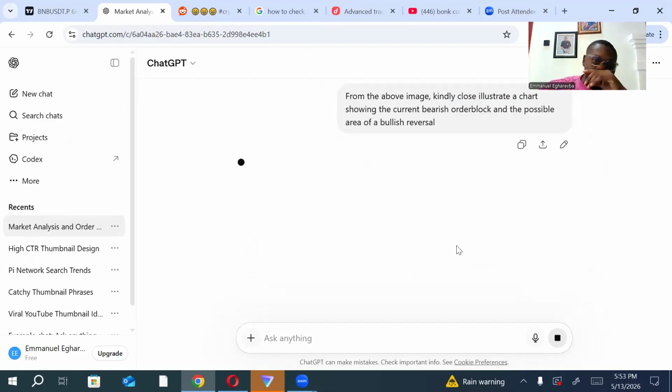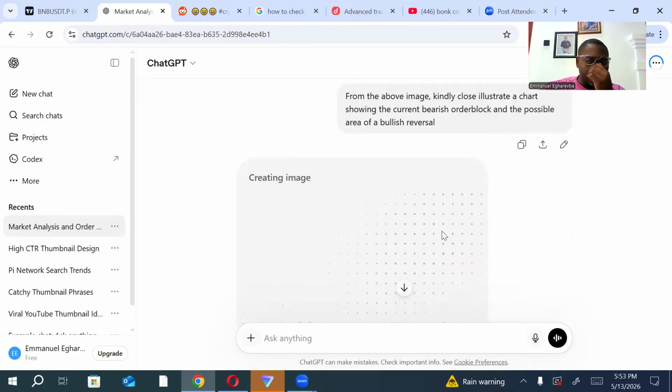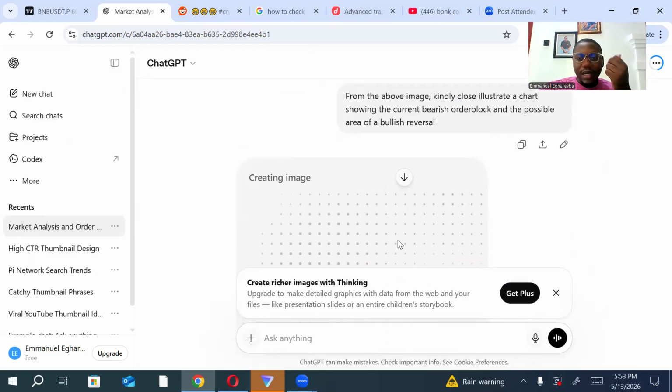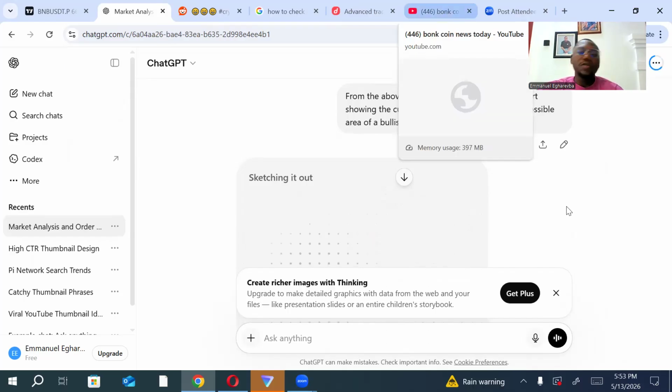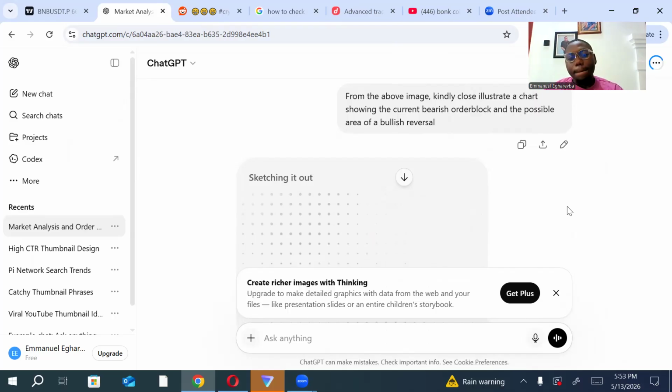reversal. Now it's going to give us a picture. Let's see the picture it's going to give us. Anytime you use the word illustrate or design, a picture will come out. So now let's see what it's going to tell us. If it doesn't give us clear information, then we'll just go ahead with the first one, and that will just be it. Let's see what ChatGPT is going to do.